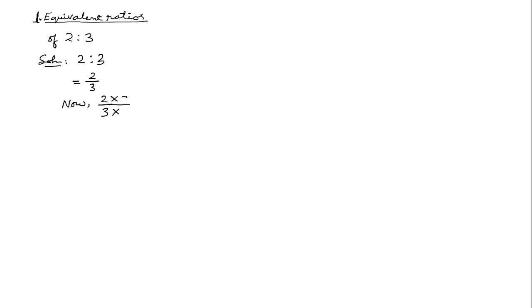Multiplying it by 2, you get 2 times 2 is 4 and 3 times 2 is 6. Now 4/6 can be written as 4:6. Similarly, we may write 2/3 multiplied by 3, both numerator and denominator. We get 2 times 3 is 6 and 3 times 3 is 9. So in the ratio form it would be 6:9.